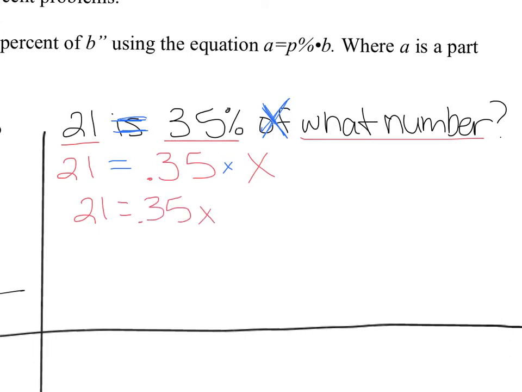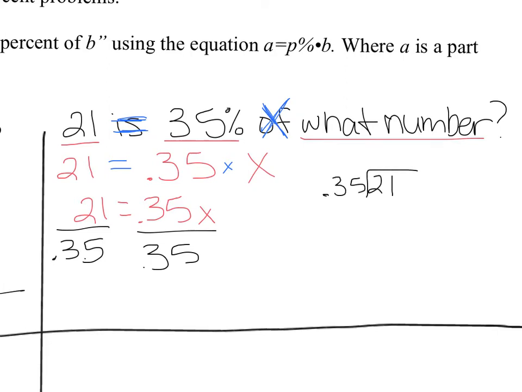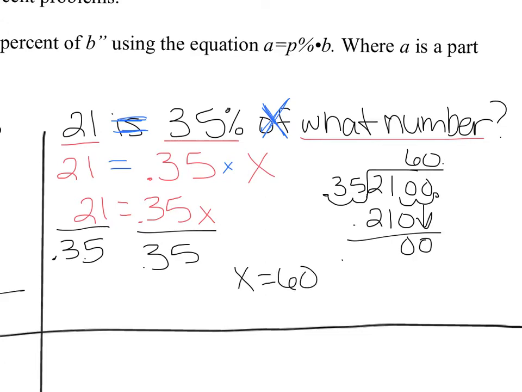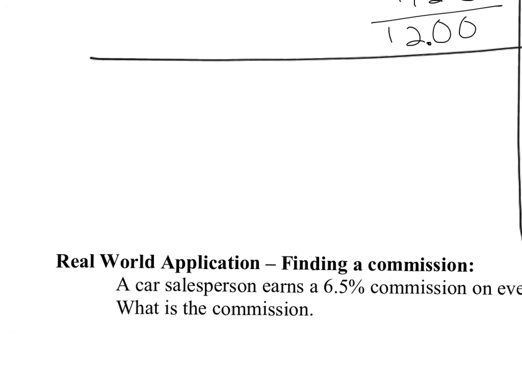Well, let's think about how you solve for x. We would divide both sides by 35 hundredths. So 21 divided by 35 hundredths. We're going to move the decimal 2 places to the right, add a couple zeros. 35 will go into 210 6 times, and I think it comes out evenly. And so I have to add a 0, so x equals 60. Okay, let's do one more together, and then I'll let you do the last one on your own.